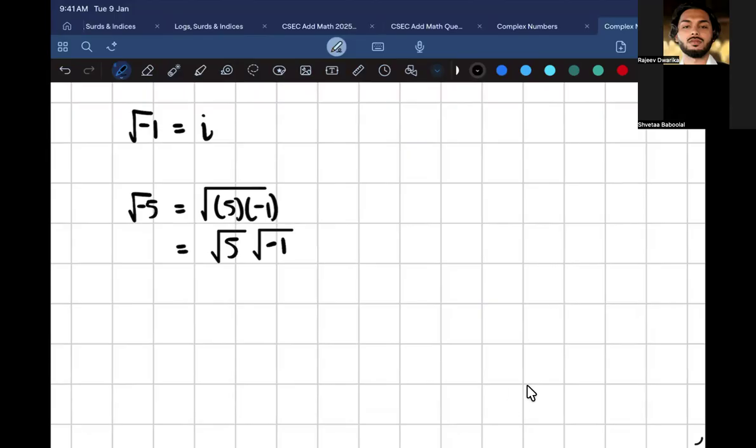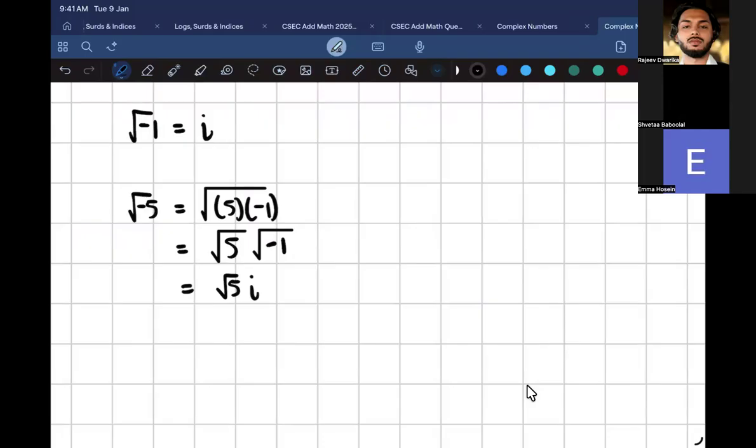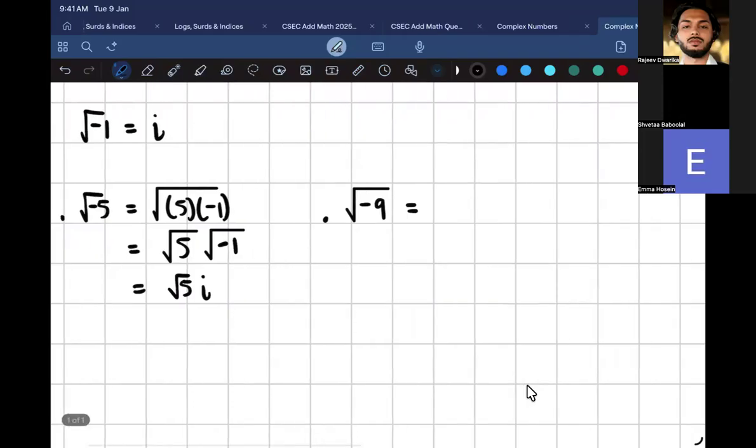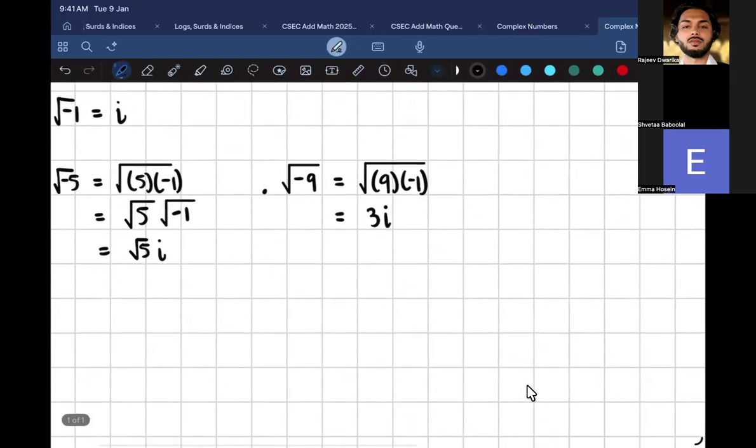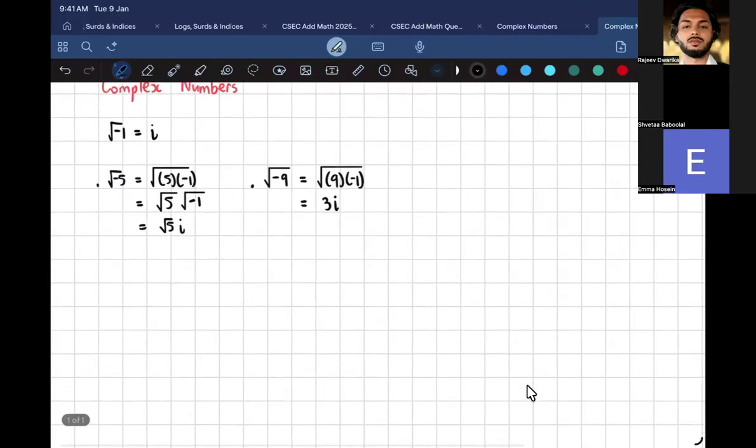But Trita, if you have the square root of 5 times the square root of minus 1, that would just be equal to root 5 i. Right? Let me know if you understand now. What if we had the square root of negative 9? What would that be equal to? Square root of 9 times minus 1, and you get 3 root minus 1. So it could be 3i? Yep, 3i. Awesome. So you understand that, right?